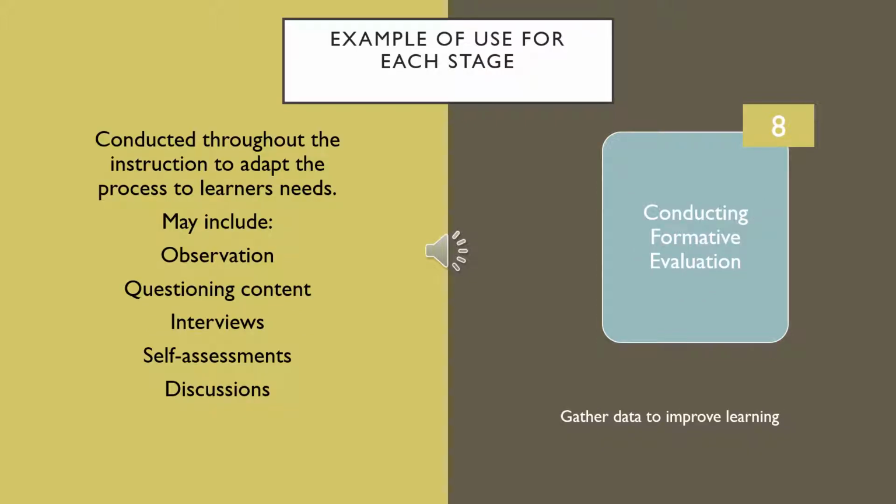Stage number 8 is conducting formative evaluation. So it's really to gather data to improve the learning. It's something that is done throughout the learning itself, and it may include observation, questioning on the content, interviews, asking learners to self-assess, can be discussions, focus groups, etc.